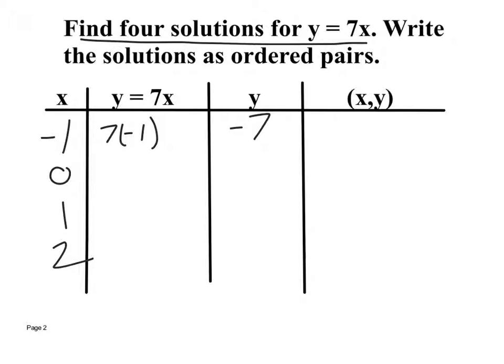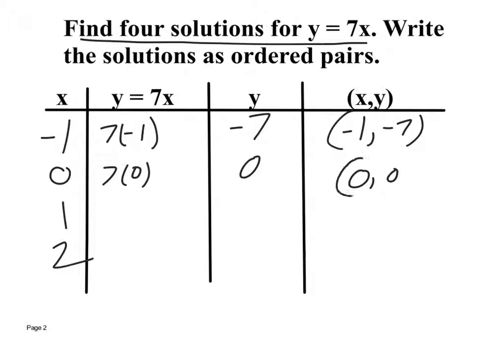Now it says write as an ordered pair. Sometimes they write them out separate. Sometimes they put them as part of the table. I would just do it like this. So at -1 on the x, it's at -7 on the y. Then I plug in and I just do the rest. I do 7 times 0, which is 0, which means this goes through the origin. It goes through 0, 0.